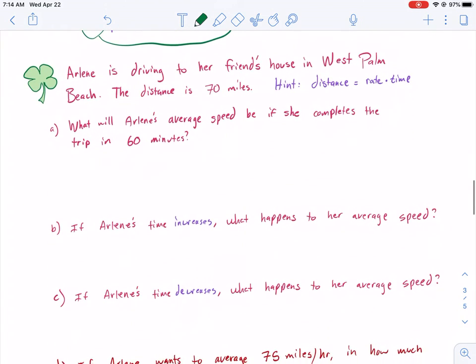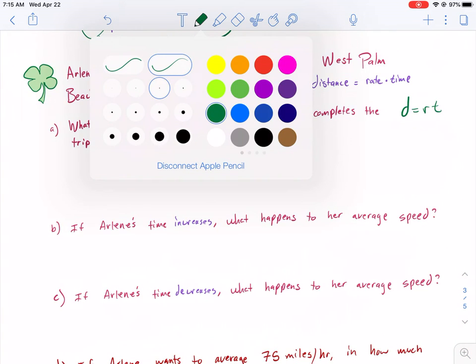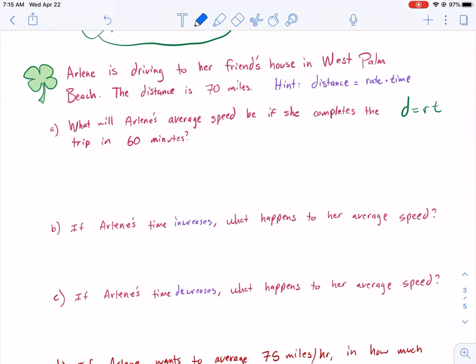So let's go over an example involving inverse variation. Arlene is driving to her friend's house in West Palm Beach. The distance is 70 miles. Hint, distance equals rate times time. So we're going to be using this. Distance equals rate times time. What will Arlene's average speed be if she completes the trip in 60 minutes? Okay, so 60 minutes is our input here. So we're looking for speed.